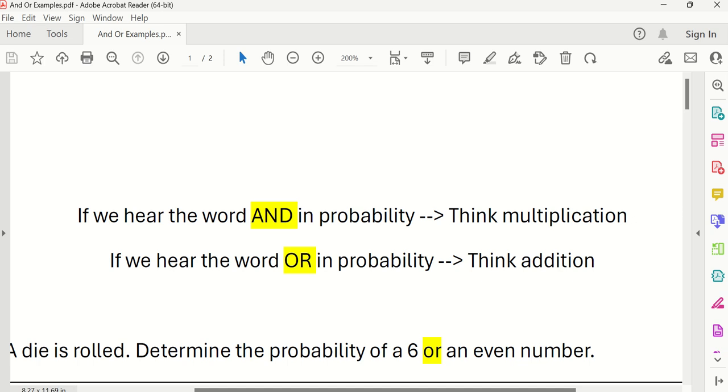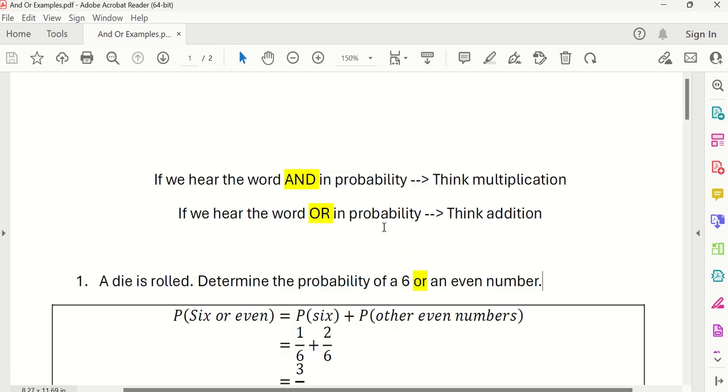Hello students, today we're looking at the differences between "and" versus "or" in the context of probability. So, to put it pretty simply, if we hear the word "and" in probability, we've got to think multiplication. Whereas if we hear the word "or" in probability, we have to think addition. So what would this look like?